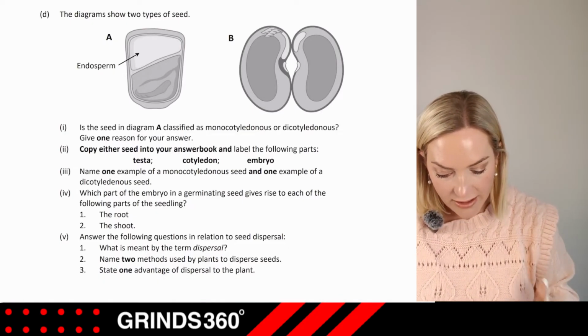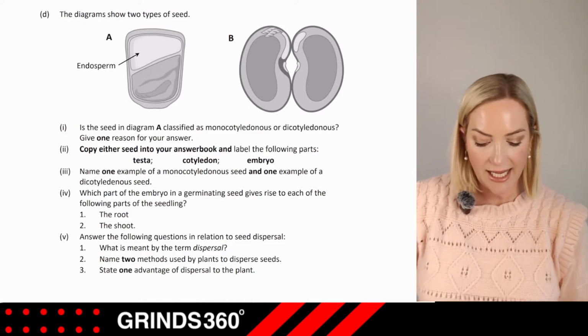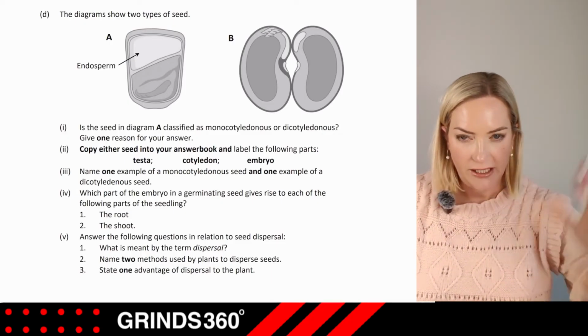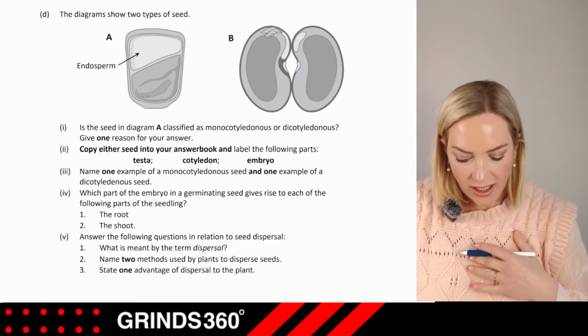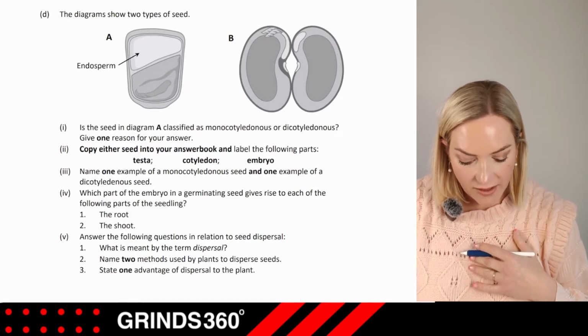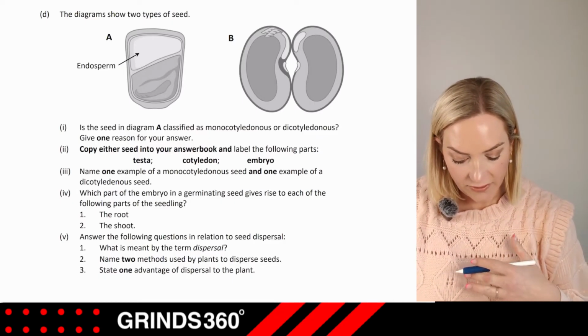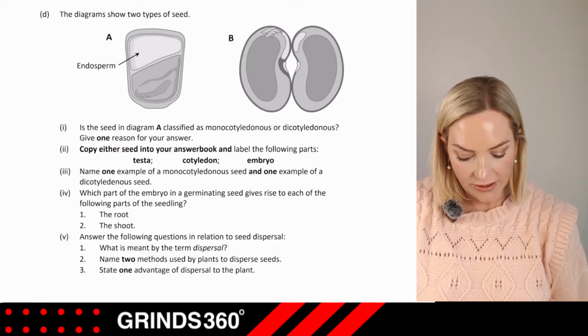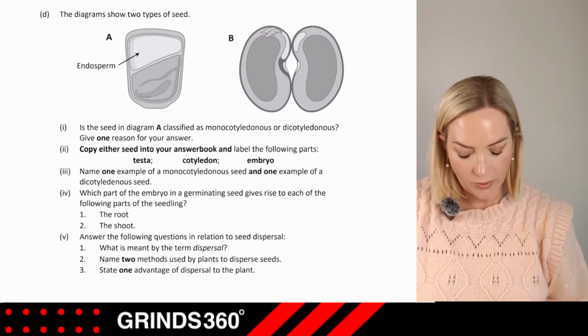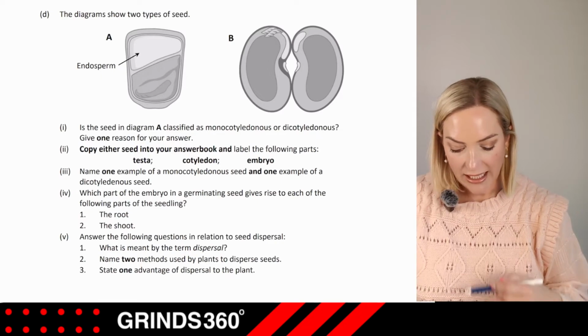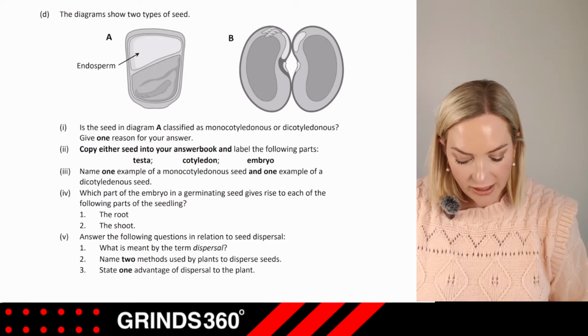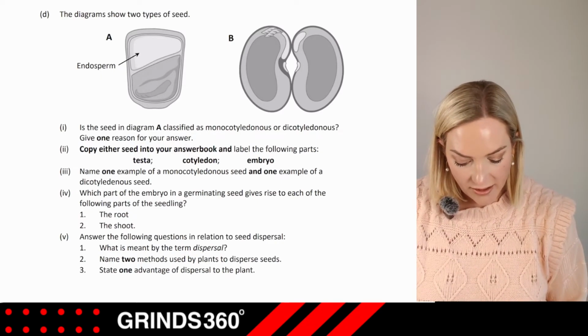The diagram shows two seed types, A and B. I'm going to read through the question, then we'll answer the questions. Is the seed in diagram A classified as a monocot or a dicot? Give a reason. Copy either seed to your answer book and label each of the following parts: the testa, the cotyledon, or the embryo. Name one example of a monocot seed and one example of a dicot seed.